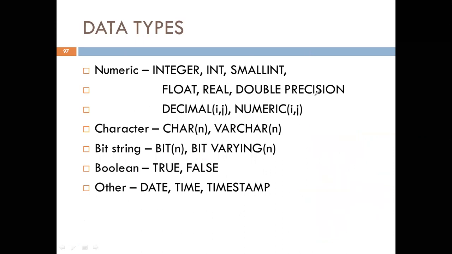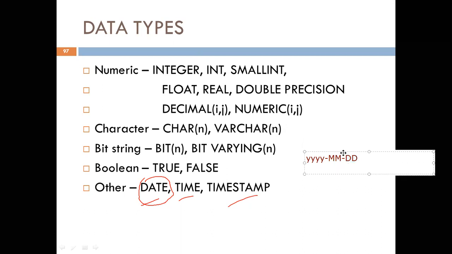Another kind of attributes we can have is the other data types, that is date, time, and timestamp. We can also store the date type. For date, the format for storing is year first, then month, followed by date. Year is 4 digits, month 2 digits, and then date.